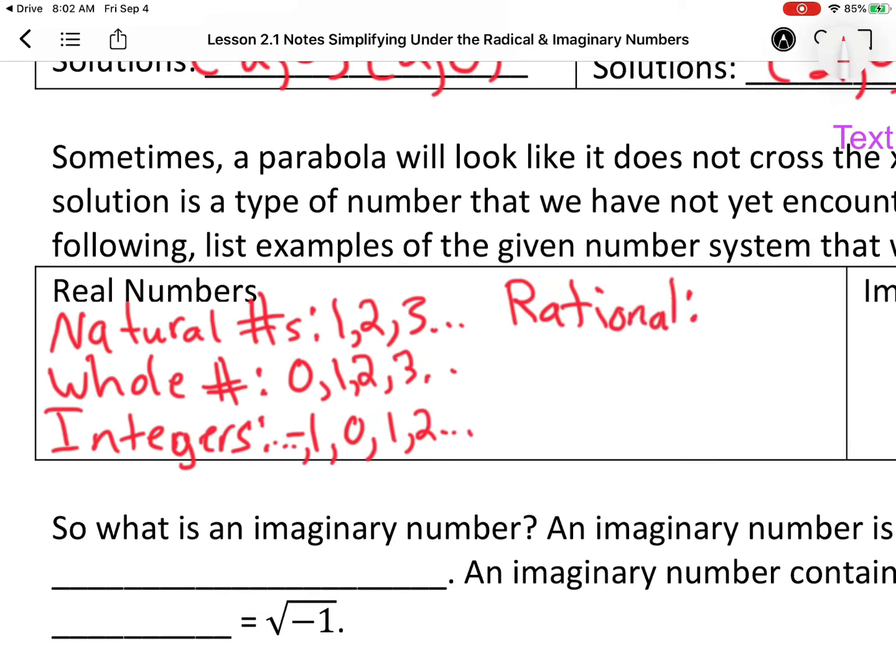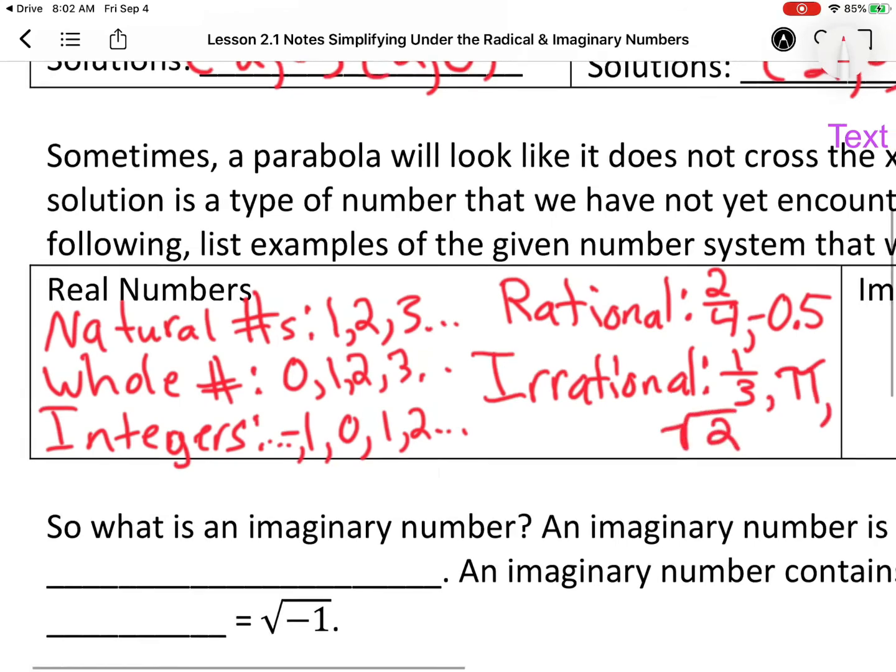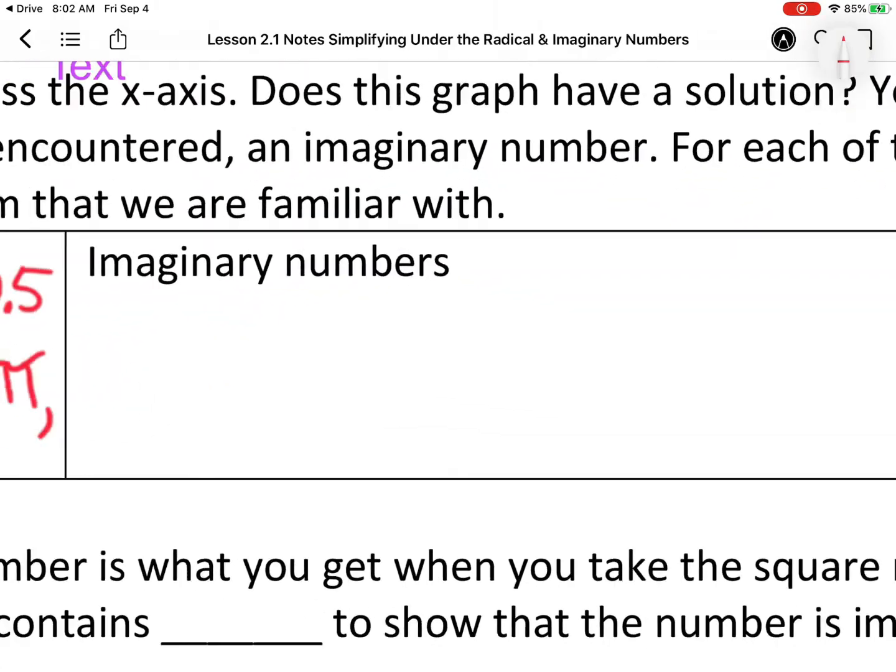The rational numbers, which is like 2 fourths, negative half. There's an actual end to it, is the rational numbers, but there's still a decimal or a fraction. Irrational numbers is where it's a decimal and it keeps on going forever and ever. Pi, square root of 2, so on and so forth.